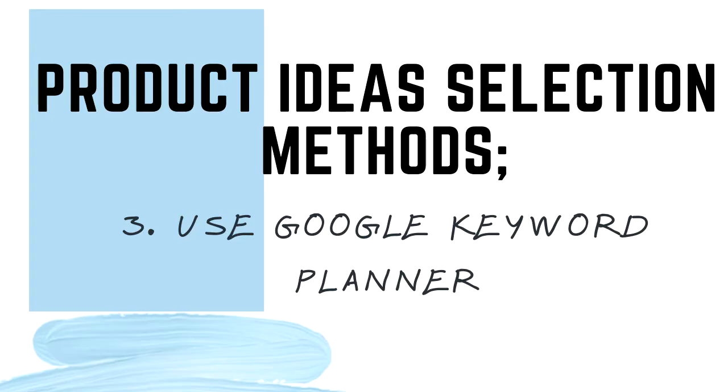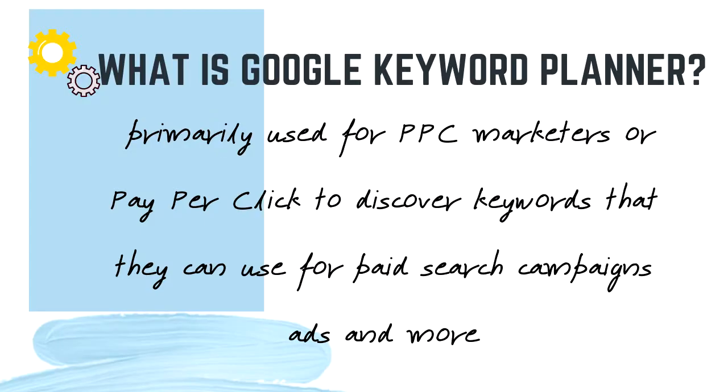Ayan, so the last tool that we can actually use in our product ideas or product selection process is what we call Google Keyword Planner. Ayan, so kung yung iba, ang tawag nito dati is Google Keyword Tool, and then iniba nila, ginawa nilang Google Keyword Planner. Ayan, so ano nga ba ang Google Keyword Planner? Okay, so this is another powerful tool. Primarily po, ginagamit po to for PPC marketers or pay-per-click to discover yung mga keyword that they can use for paid search campaigns, yung mga advertisements and more.